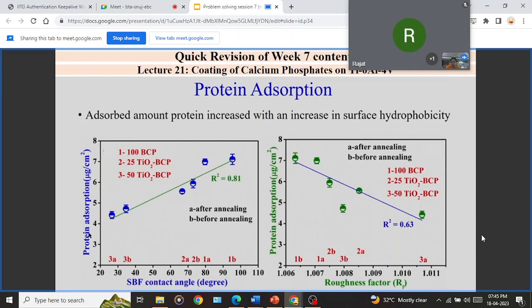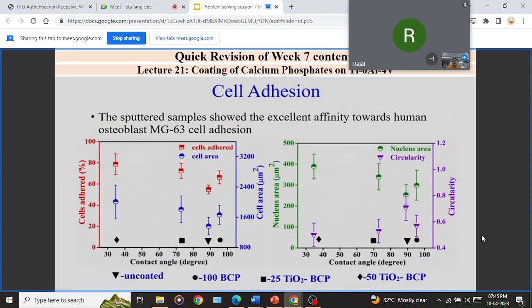So hydrophobicity plays a major role in determining this protein adsorption. Right. Similarly, cell adhesion can also be studied by determining the percentage of cell adhered and contact angle. Similarly, the nucleus area, as we already studied, determining the nucleus area helps in determining the cell adhesion. So you can see various modified surfaces as well as uncoated surfaces are compared here.